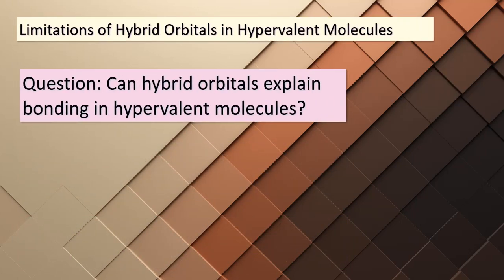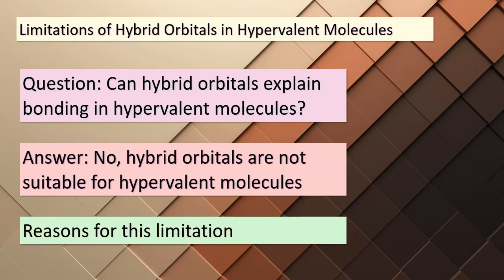Welcome to our second topic, dear students. Today, we delve into a critical question. Can we use hybrid orbitals to explain the bonding in hypervalent molecules? The answer, quite surprisingly, is a firm no. While hybrid orbitals have proven immensely useful for explaining the bonding in simpler compounds, they fall short when it comes to the complexity of hypervalent molecules. But why is this the case? Let's explore the reasons behind this limitation.